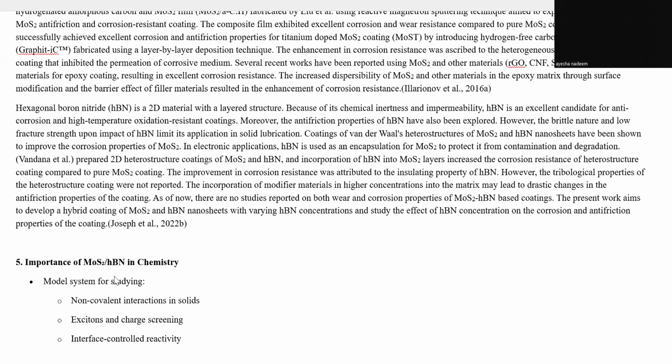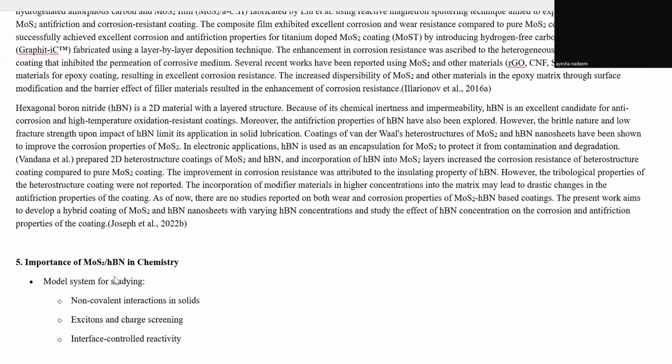Coatings of van der Waals heterostructures of molybdenum disulfide and hexagonal boron nitride nanosheets have been shown to improve the corrosion properties of molybdenum disulfide. In electronic applications, HBN is used as an encapsulation for molybdenum disulfide to protect it from contamination and degradation. They prepared 2D heterostructure coatings of molybdenum disulfide and hexagonal boron nitride, and incorporation of HBN into molybdenum disulfide layers increased the corrosion resistance of the heterostructure coating compared to pure molybdenum disulfide coating. The improvement in corrosion resistance was attributed to the insulating property of HBN.